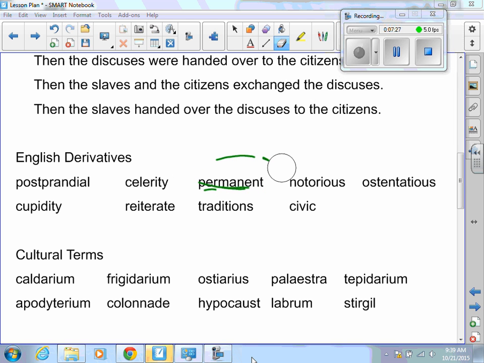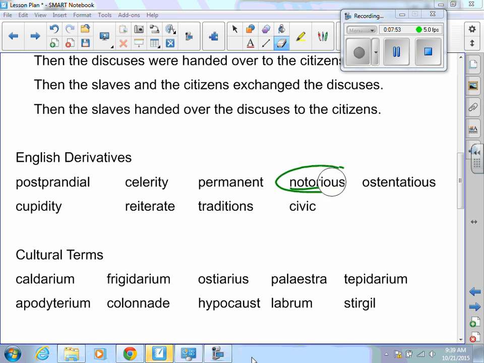Notorious is a little tricky. It comes from notus, which means famous or distinguished. In English, however, notorious has a negative connotation. So even though it comes from the Latin word, which has distinguished as a meaning, it's usually a negative, so we wouldn't want it to be a positive. This is usually something that is well known, usually for a negative reason.